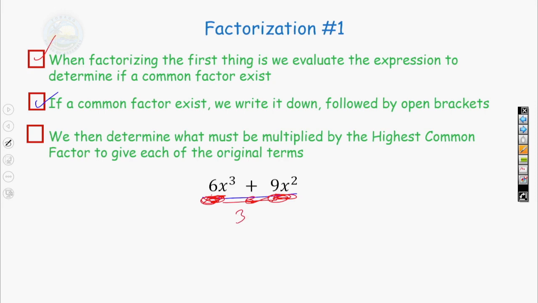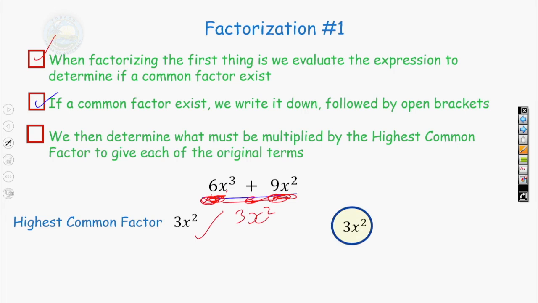I have x cubed and x squared. Next, is there a common factor here? Well, for sure, both of these terms have x. So the contributor to the highest common factor is the one with the lowest power. The lowest power here is x squared. So my highest common factor here is 3x squared. What do we do next?